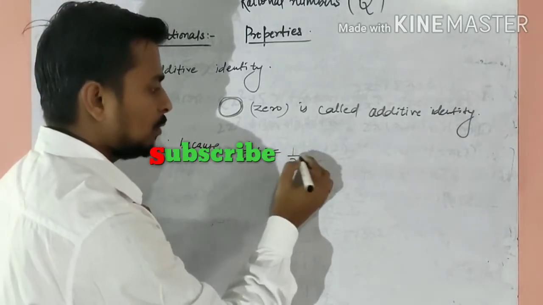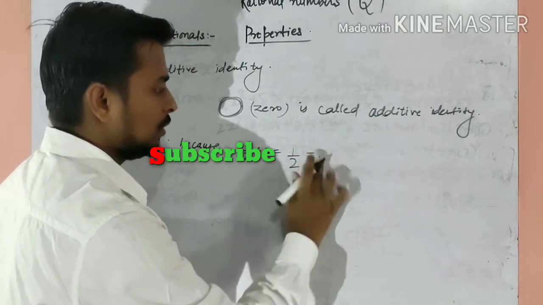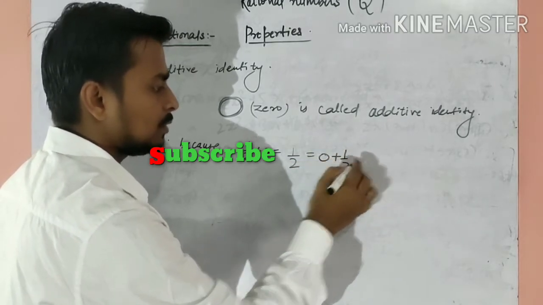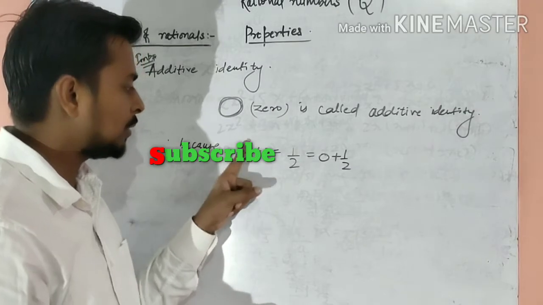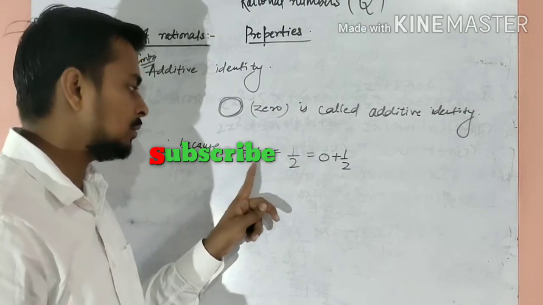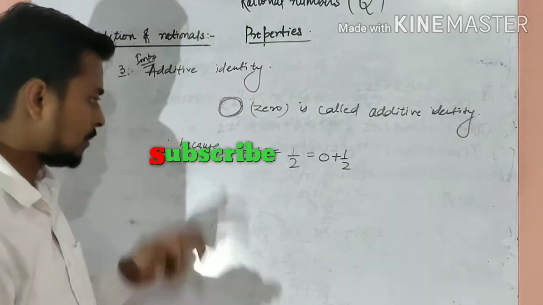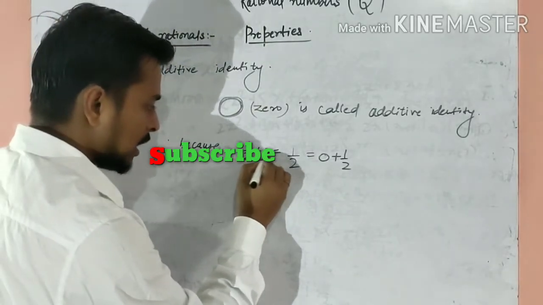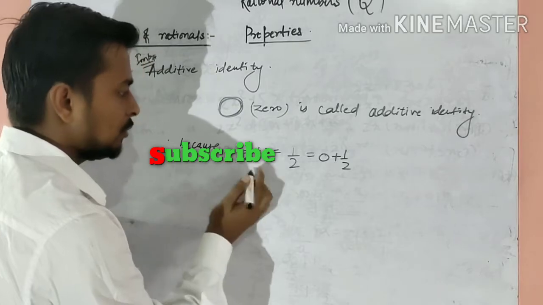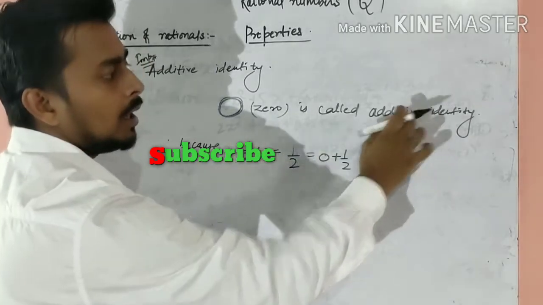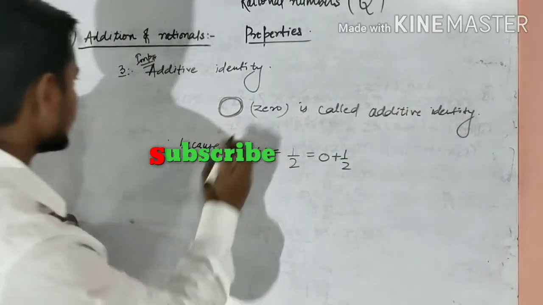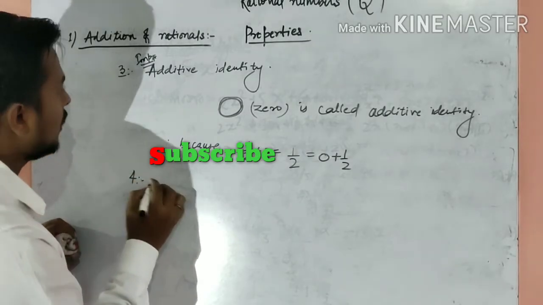Is equal to 1 by 2. You can write it also like 0 plus 1 by 2. Right? Either add 0 in 1 by 2 or add 1 by 2 in 0. Both values will be the same, 1 by 2. So this is not going to change the value of 1 by 2. So 0 is known as what? Additive identity.